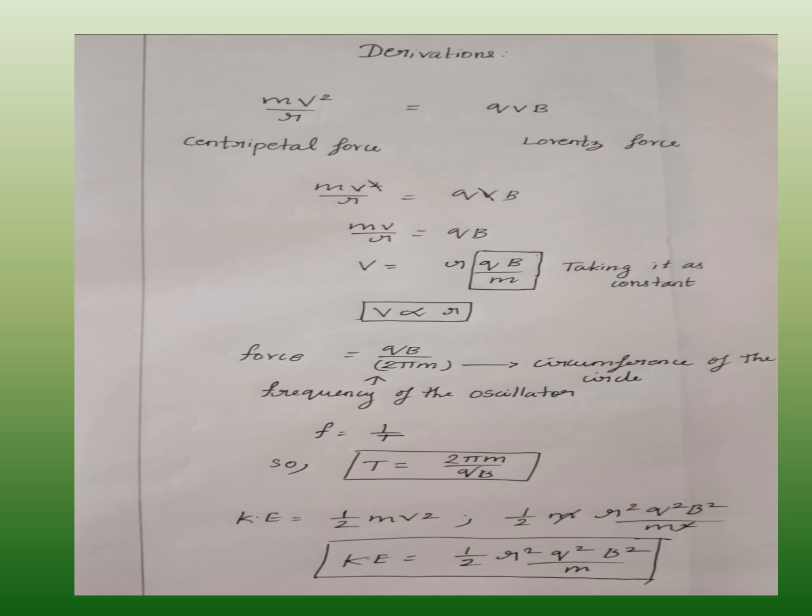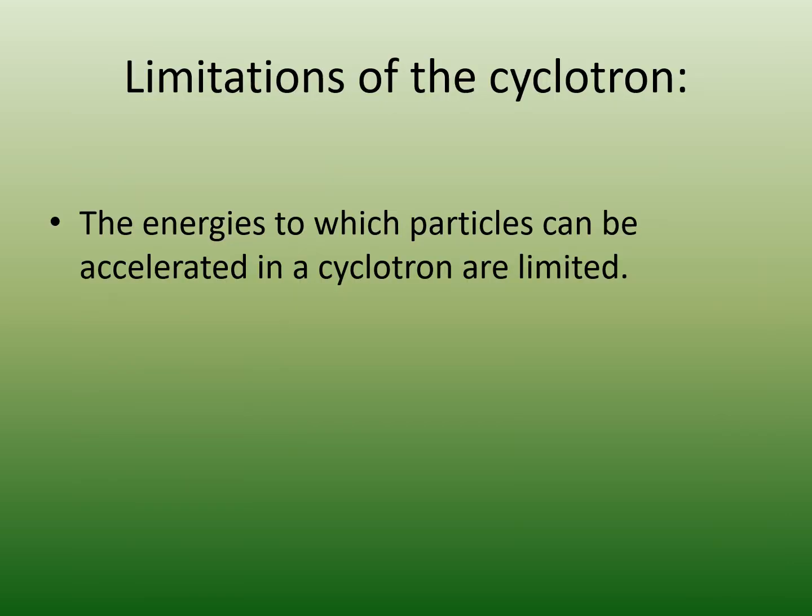Now the frequency of oscillation f is equal to 1/T, therefore T = 2πm/qB. Kinetic energy is half mv². So finally we get kinetic energy equal to half r² q² B² by m.